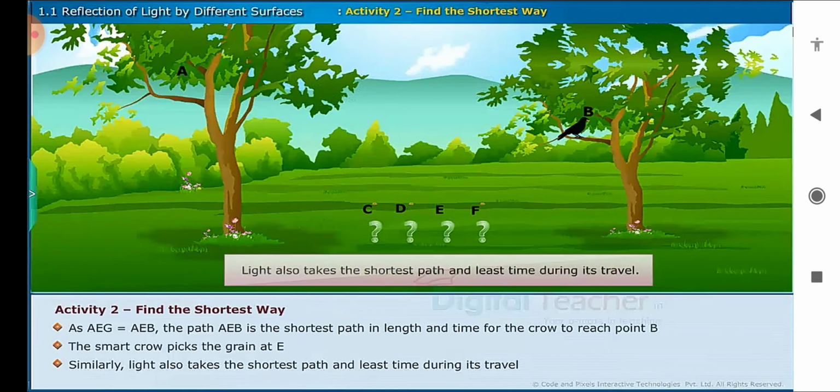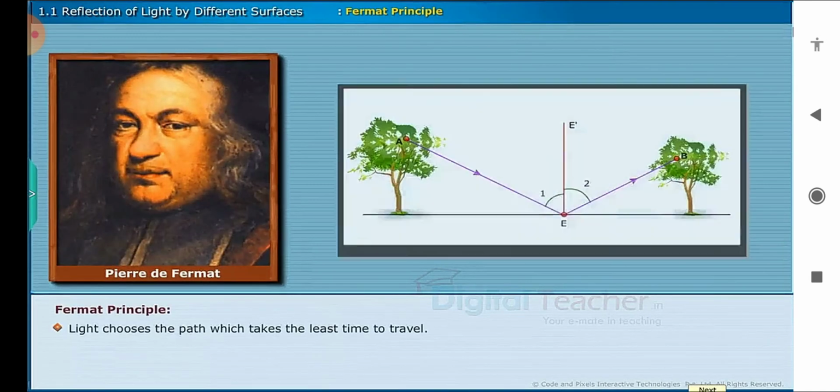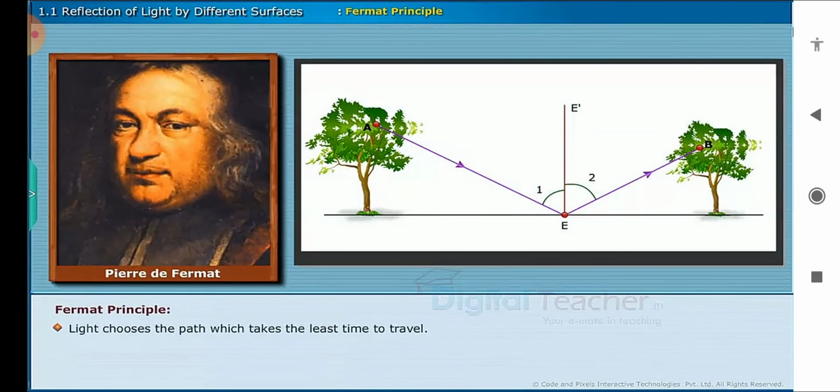Similarly, light also takes the shortest path and least time during its travel. Let us formalize this learning in the form of the Fermat principle in the next section. Now, let us learn why light chooses a shortest way during its travel through an activity. Fermat principle. It states that light chooses the path which takes the least time to travel.